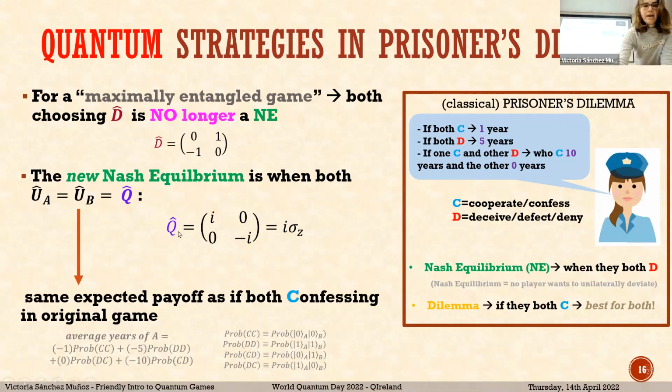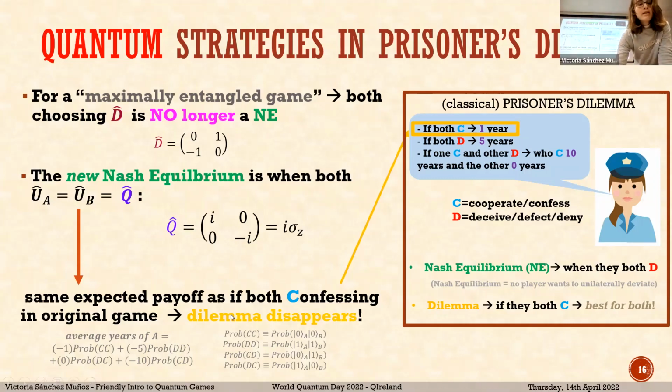So when they apply this operation, they get the same result as if they were both confessing in the original game. Okay. So with that, this leads to the best solution, the Nash equilibrium. The solution for that is as if they were playing both confessing, which is the best solution.